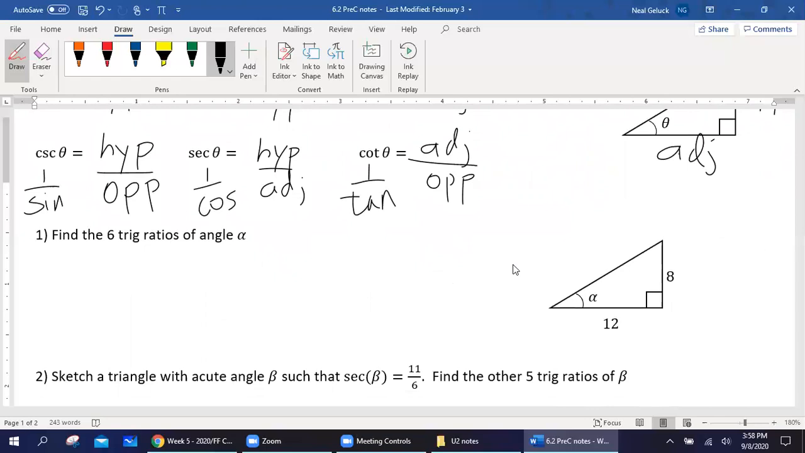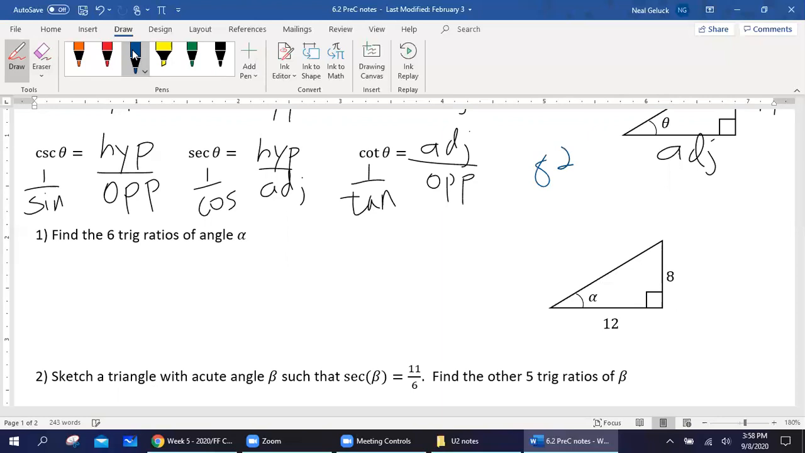So for number 1, we just want to find the trig ratios of our angle. That's angle alpha. Alpha kind of looks like a Jesus fish. So first thing, I don't have all 3 sides. So I'd have to do some Pythagorean theorem to figure out my missing side.